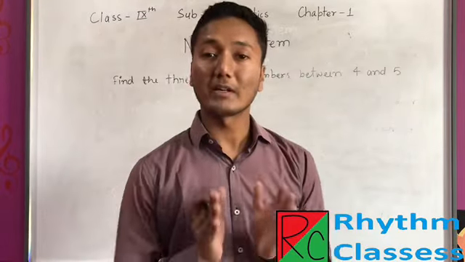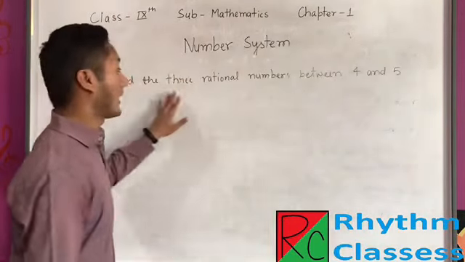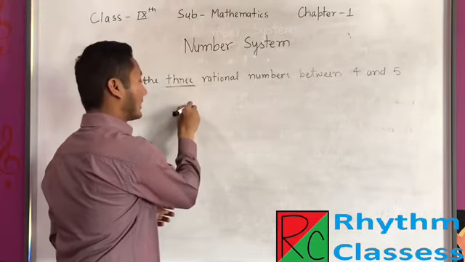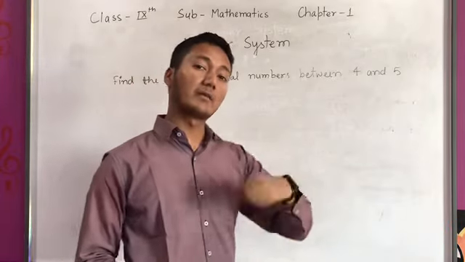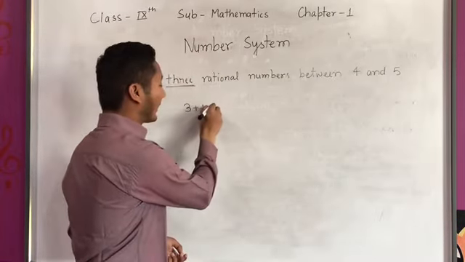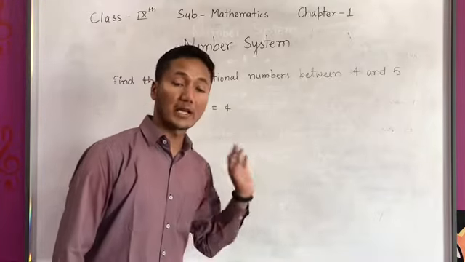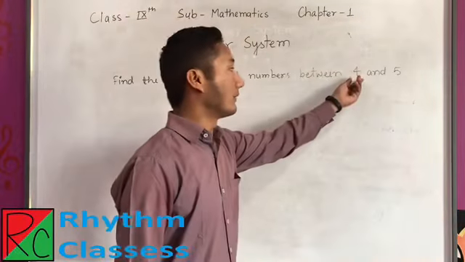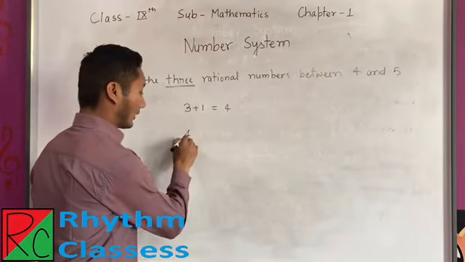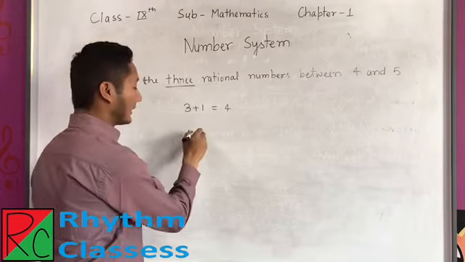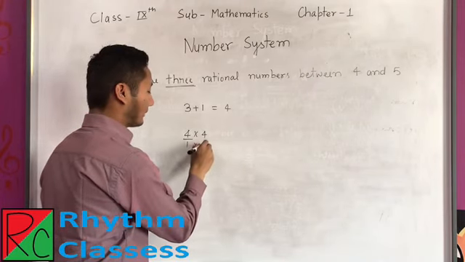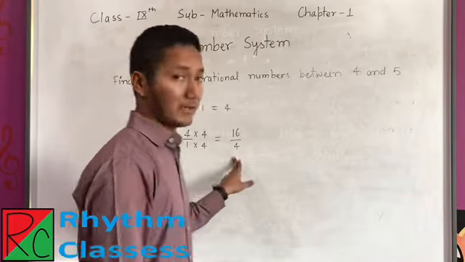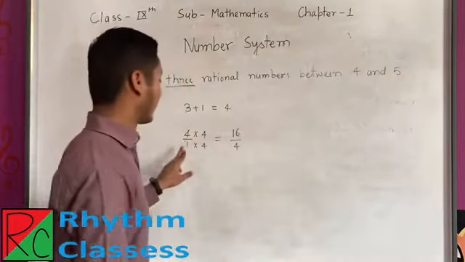Okay students, our next question is: find three rational numbers between 4 and 5. We see in the question there is 3. That means we need to add 1 to this number and it becomes 4. That means we have to multiply and divide by 4. We write the number 4 and multiply and divide by 4, which becomes 16 by 4. 16 by 4 is the equivalent fraction of 4 by 1.